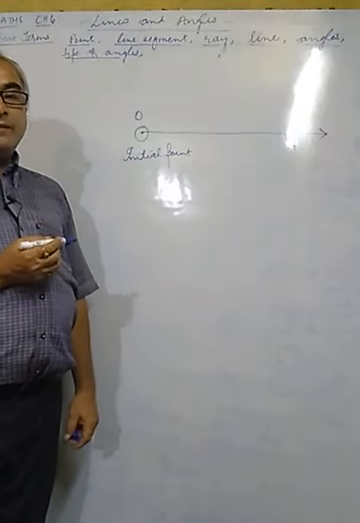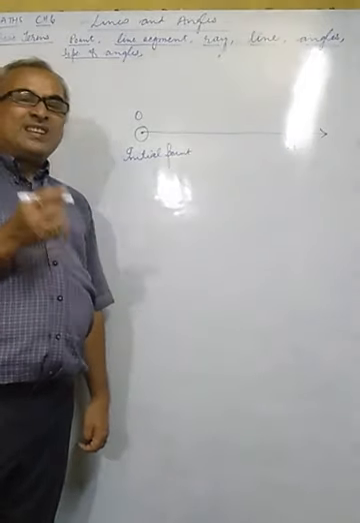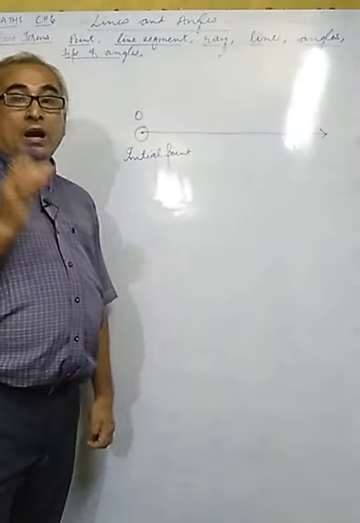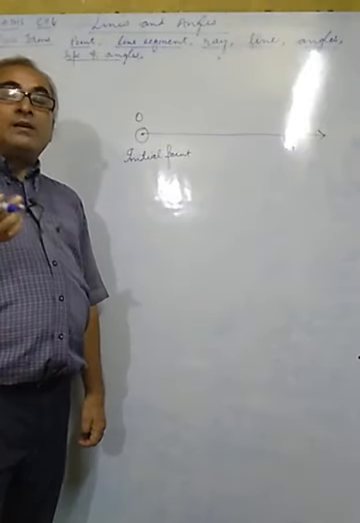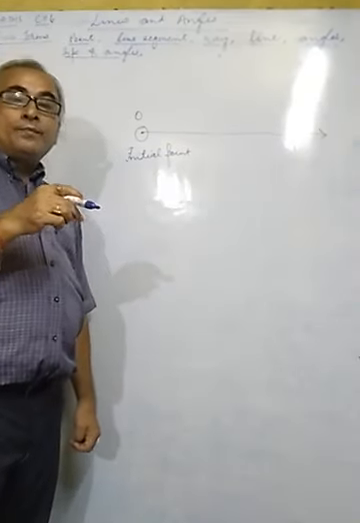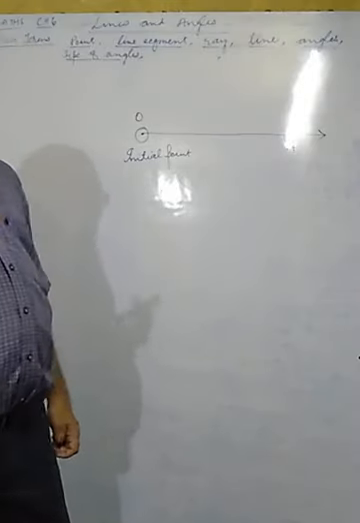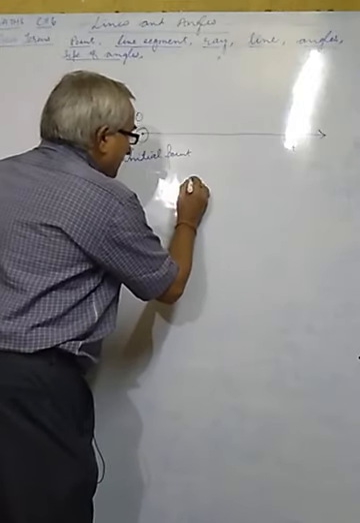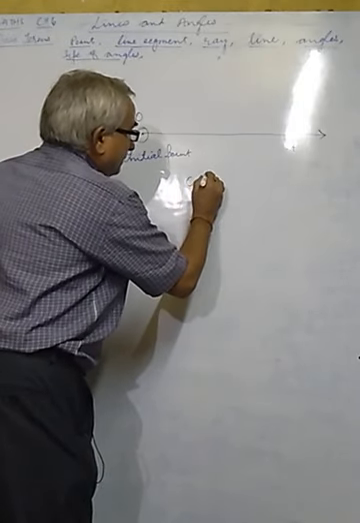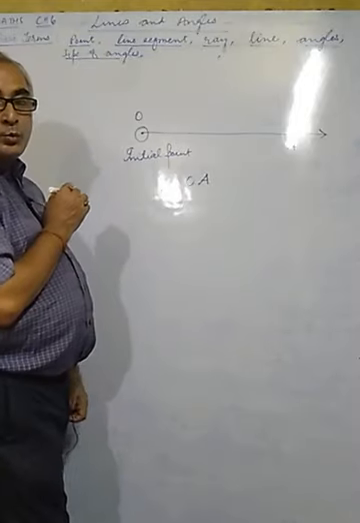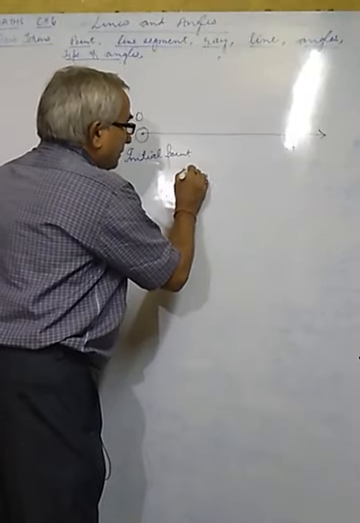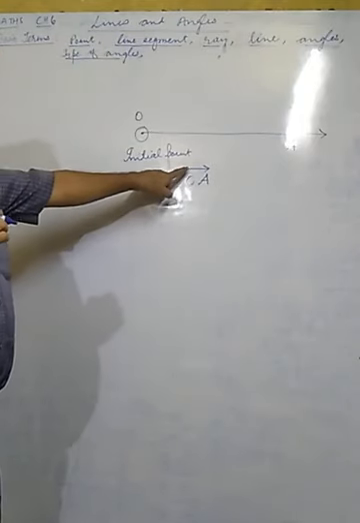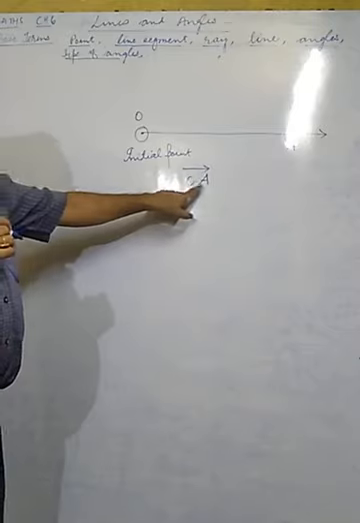How to represent a ray? Firstly, we note down the initial point, then the given point. A sequence should be there. Ordered pair means firstly the initial point, then the supposed or given point. It will go in pair. So the first one is the initial point, then the given point, and an arrow will be there, and this is the symbol of ray OA.